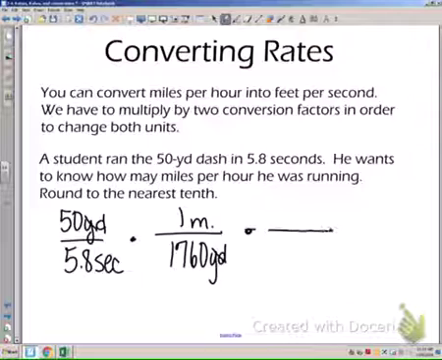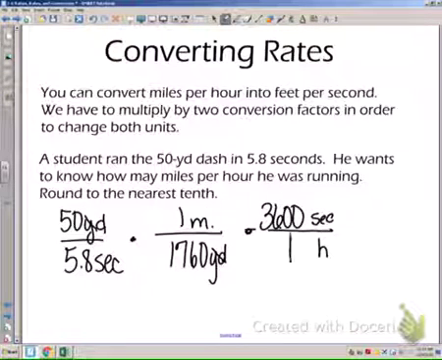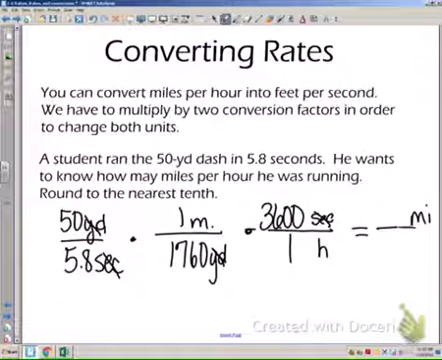So in order to get rid of seconds, I need to think, okay, how many seconds are there in an hour? Well, there's 60 seconds in a minute, 60 minutes in an hour. So that means there are 3,600 seconds in 1 hour. So now I can multiply. My yards cancel out, my seconds end up canceling out, and then I'm left with miles over hour, which is good because we've got miles per hour.